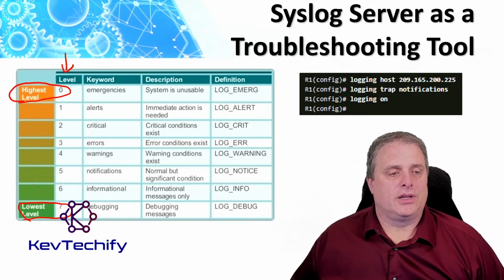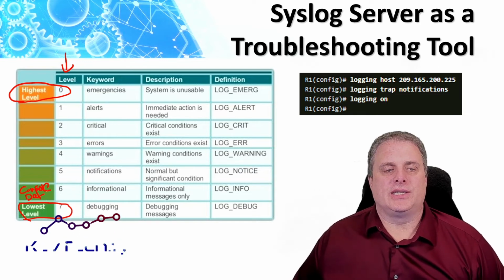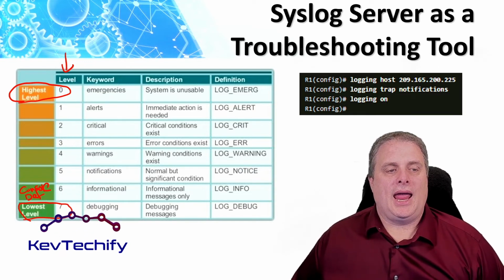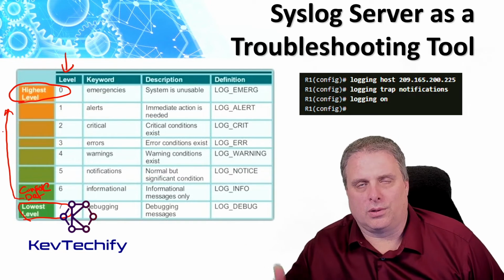By default, the console displays level 6 messages. So this is the console default. And when we say displays level 6, it displays level 6 and it displays anything more severe in the higher levels, or the lower numbers.